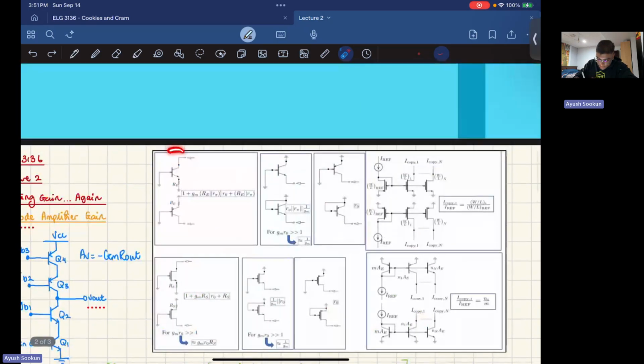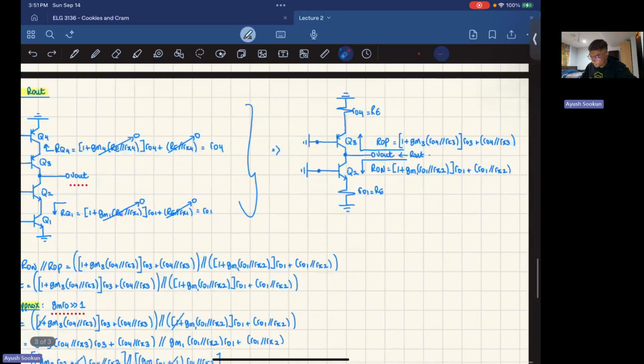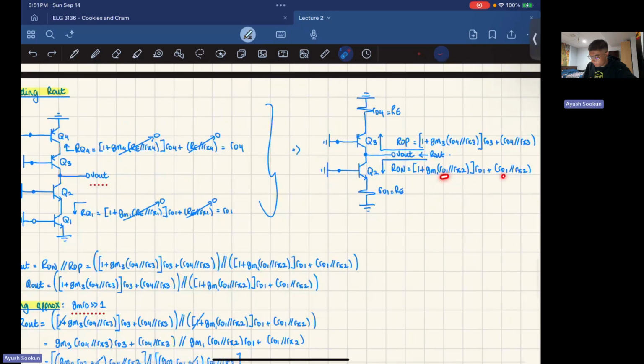If you go here, it's the exact same circuit, right? You're looking at it at the collector, the base is grounded, and the emitter is connected to RE. What's the equation for RE? It's this thing. In our case, what is RE? RE is RO1, so you replace all of the REs by RO1.